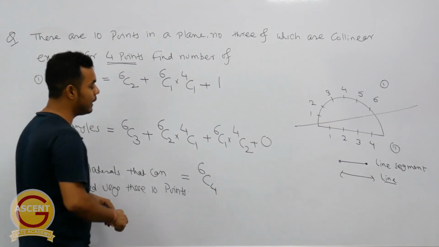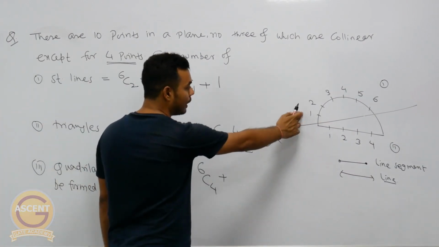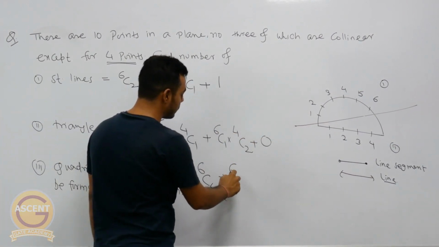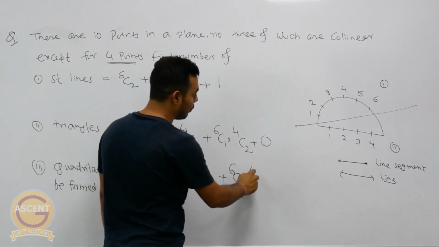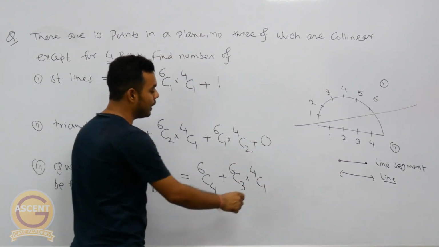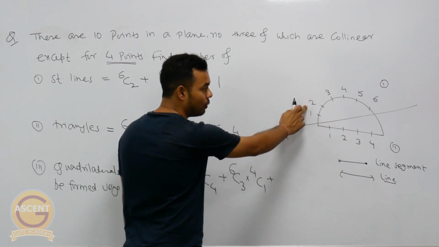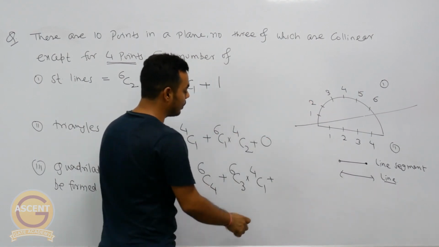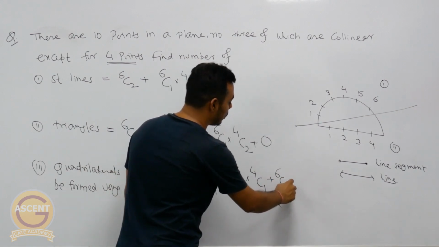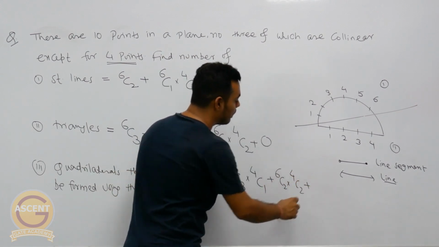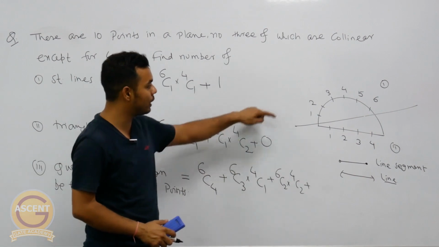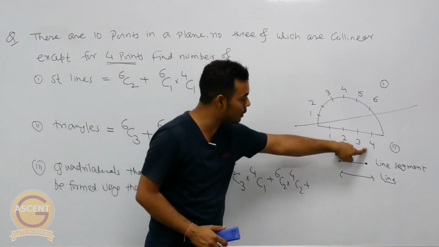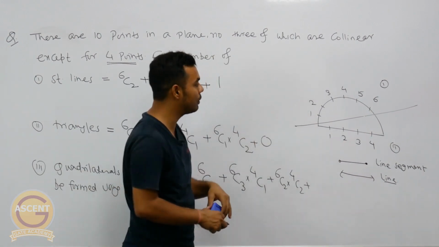Now the next possibility is that I am selecting 3 from here and 1 from here. So this will be 6C3 into 4C1. Or we can select 2 from these 6 non-collinear points and 2 from these 4 collinear points. So this will be 6C2 into 4C2 plus, now see, if I select 1 from here and 3 points from here, then in that case I will not get any quadrilateral.